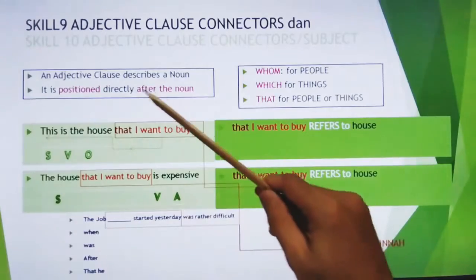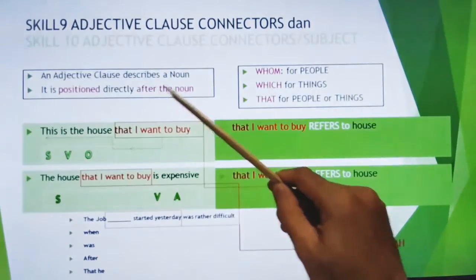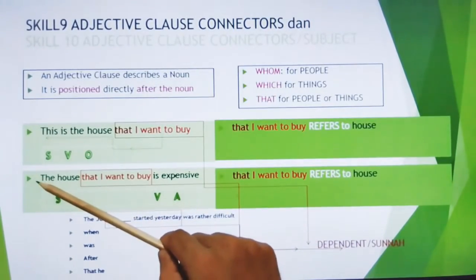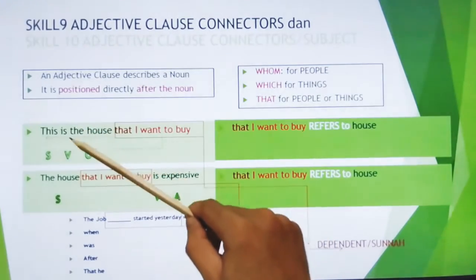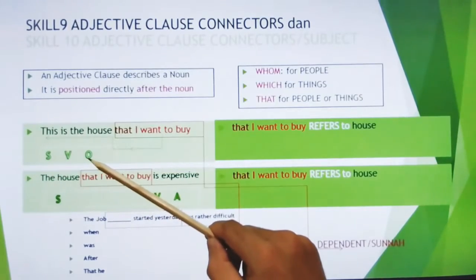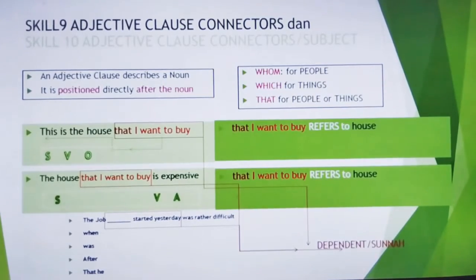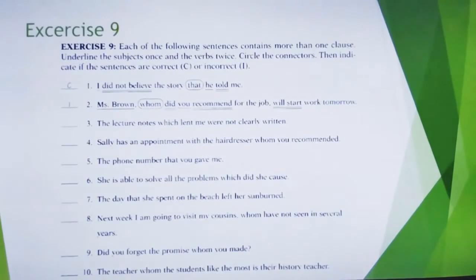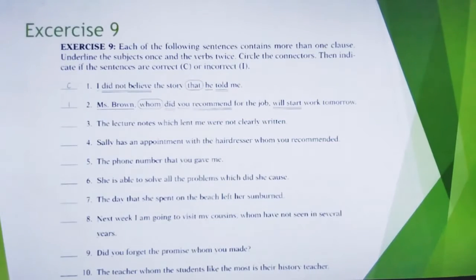Okay, that is the point for this one. Remember, an adjective clause describes a noun and is positioned directly after the noun. The noun could be in the subject, and it could be in the object. So that is the point for skill 9. Now we go to exercise 9 about noun clause, sorry, adjective clause.